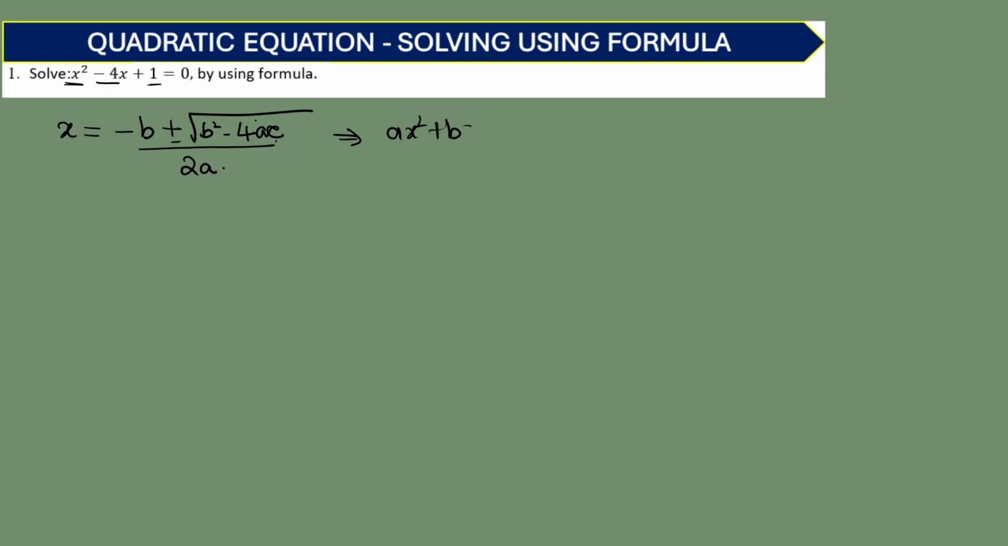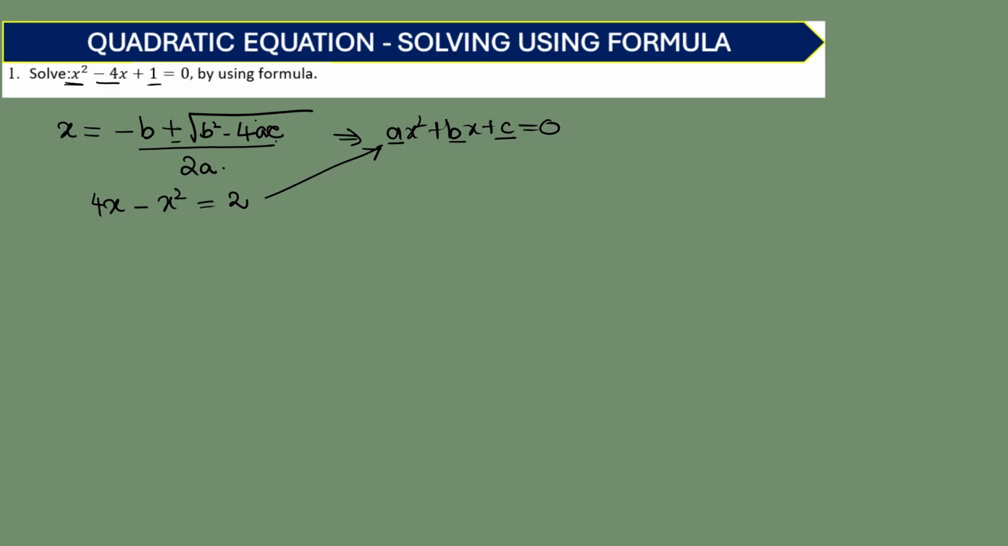Now, it is very important to note that if your equation is in the form of ax square plus bx plus c is equal to 0, only and only then you should be able to find your a, b and c. So, if you have an equation like this, 4x minus x square is equal to 2, how do you proceed with an equation like this? You first have to bring it to its standard form.